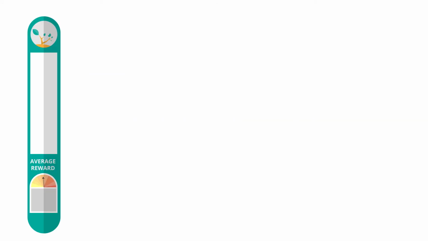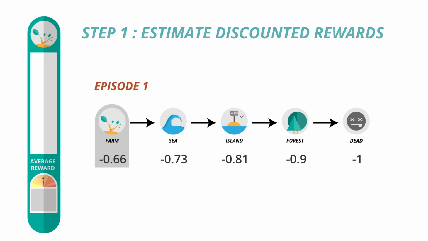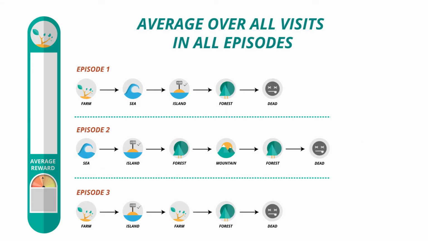Now you just find the discounted reward for each visited state for an episode. So for example, if you had visited farm 2 times in the same episode, then my expected reward would be the mean of the rewards obtained in both the visits. Similarly, for multiple episodes, we just sum the discounted reward for each visit and then divide it with the total count.